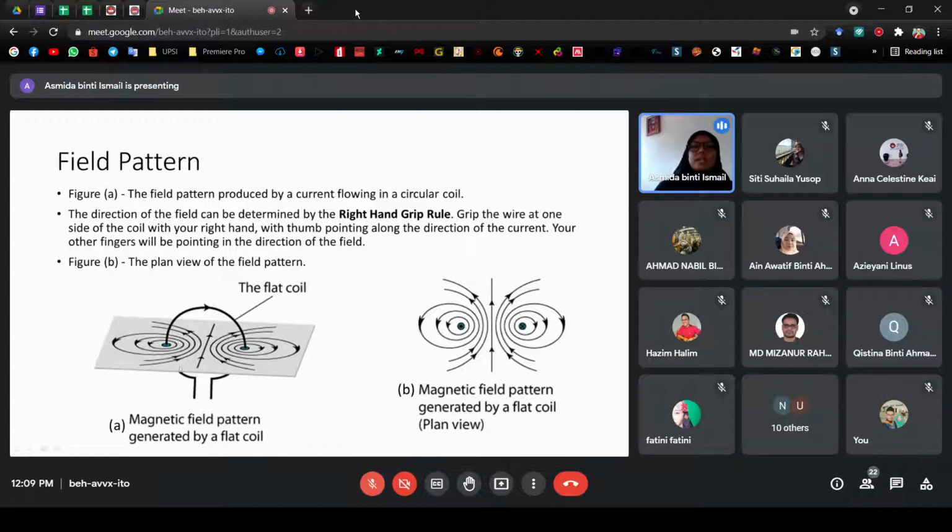Okay, so for this there is current through this. Yang ni arah arus dia keluar, this one is arah arus dia masuk. This is arah arus keluar, so the magnetic field direction is anti-clockwise, and this is arah arus masuk, and the direction is clockwise. Sama je sebenarnya.